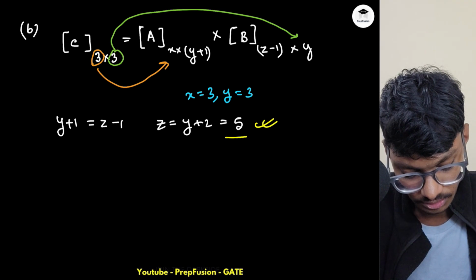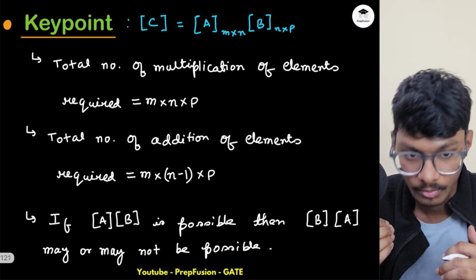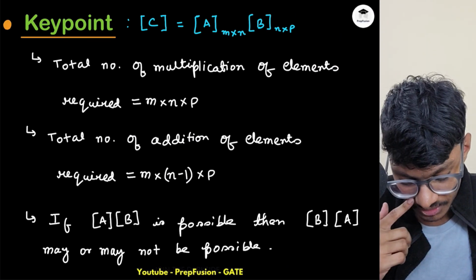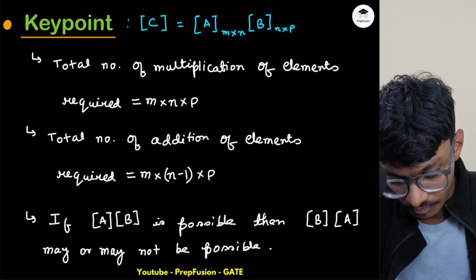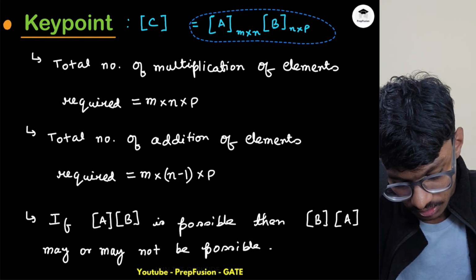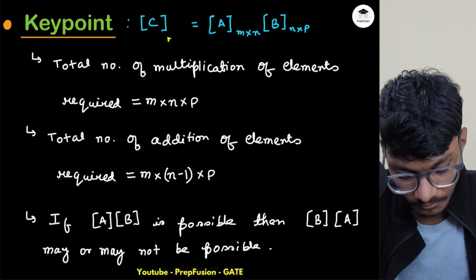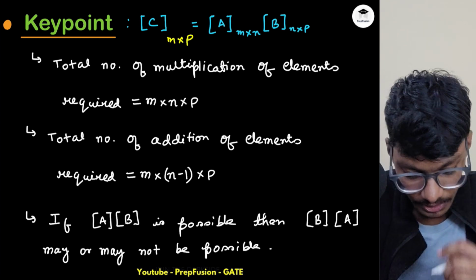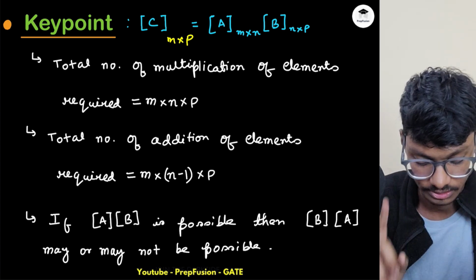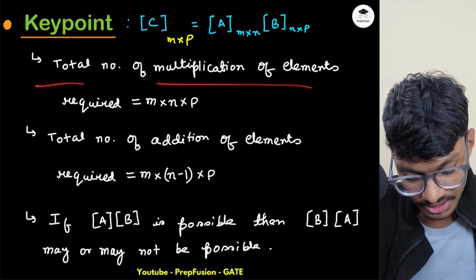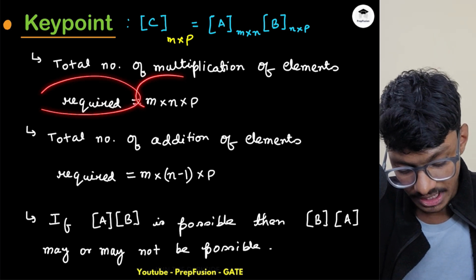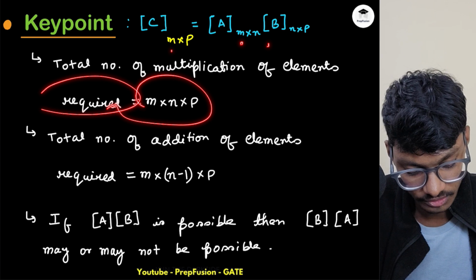Yeah, so let's go to a few key points. Here the key point we see is that C equals A, M cross N, into B, N cross P, where the order of C will be M cross P, the outer orders of the two matrices. Now the total number of multiplications of elements required is M cross N cross P.